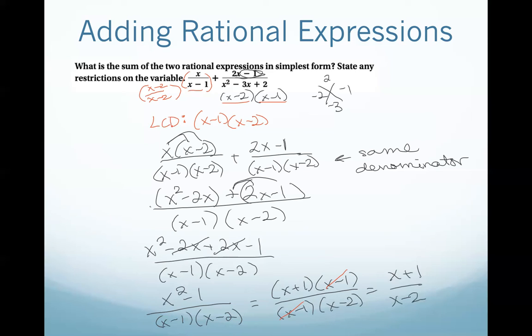I do have restrictions. I have denominators, and those restrictions will always come from the LCD, as well as any other denominators I had along the way. So for addition, there's no other denominators along the way. Every factor in the denominator was in the LCD. So that tells me x cannot be 1 and x cannot be 2. We can also see that from this denominator here, x cannot be 1 and x cannot be 2.